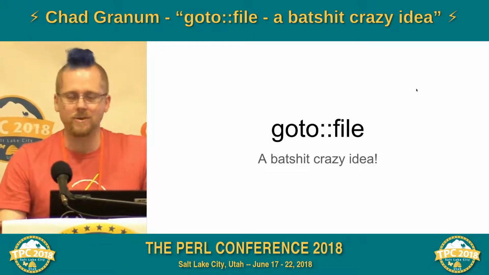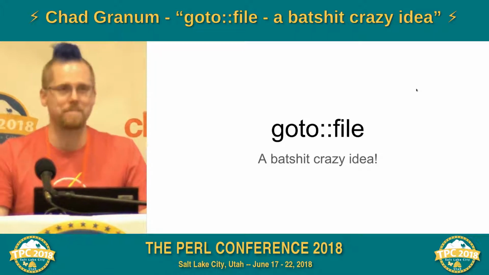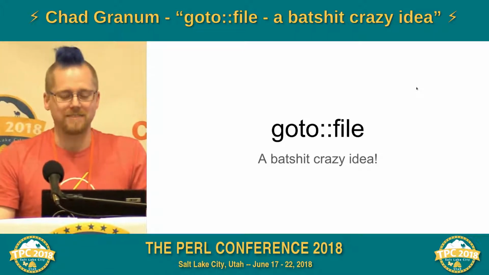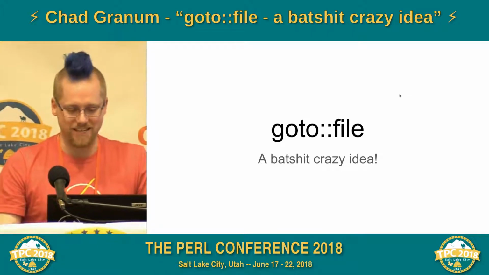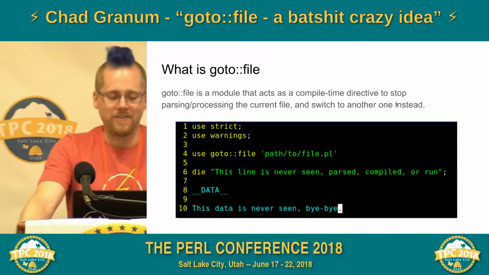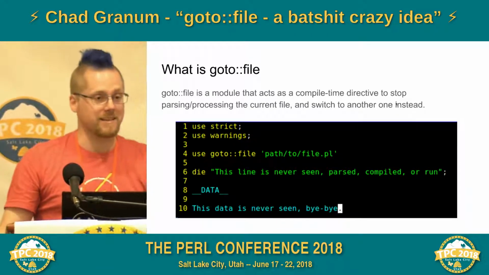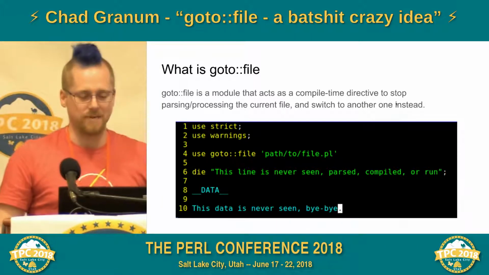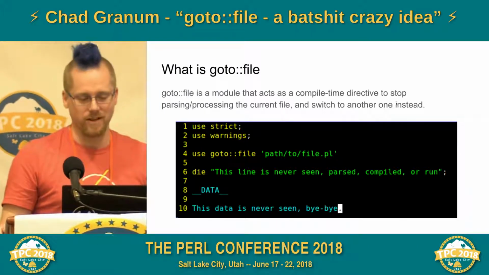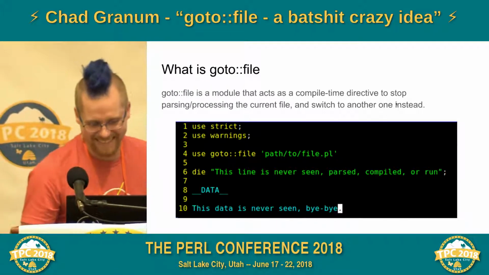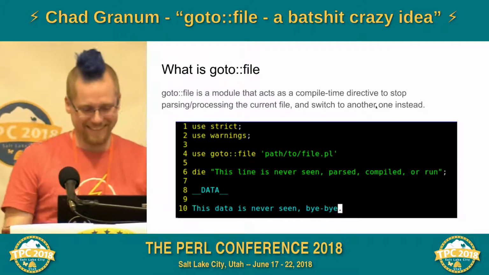I'm going to present to you a really awful batshit idea, and most of you are going to be cringing by the end of this. So what is goto file? Goto file is a module that acts as a compile time directive to stop parsing or processing the current file and switch to another one instead. As you can see here.